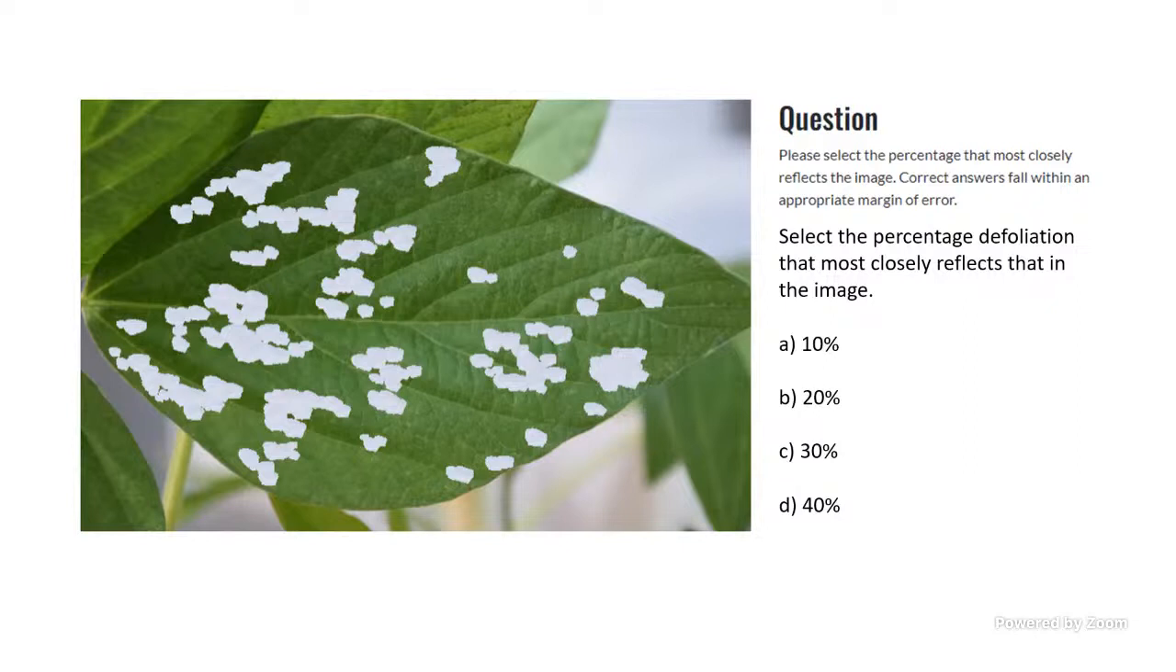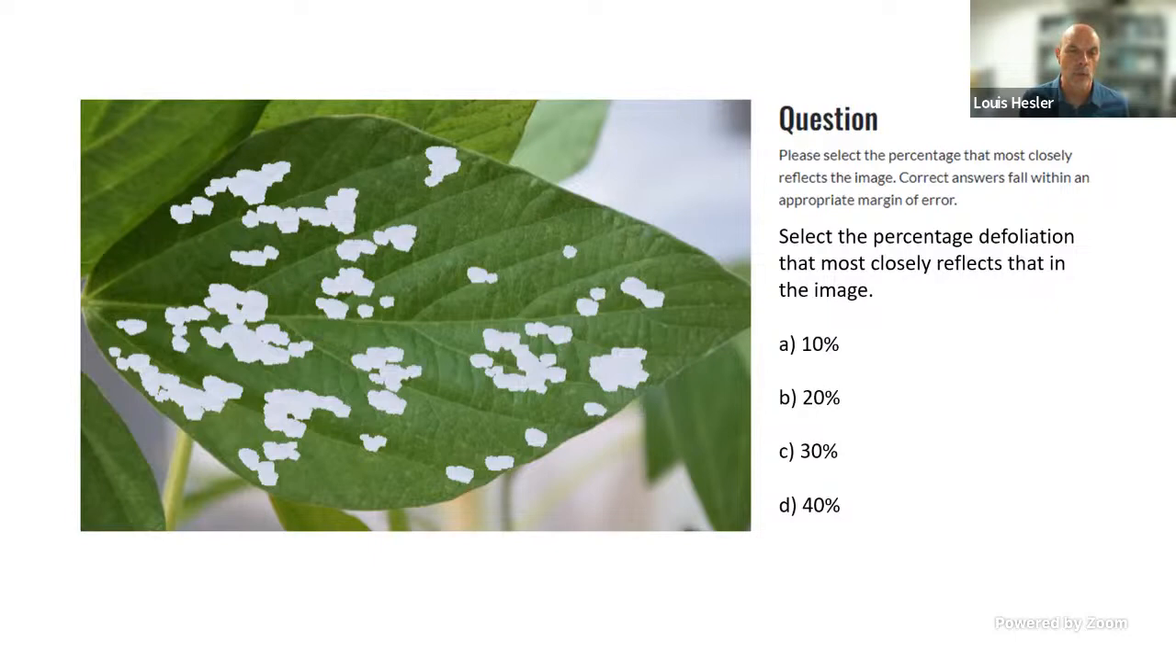Thank you. So if you looked at this leaf here, and you were sampling a soybean field, what percentage defoliation do you think it most closely reflects in the image? Is it A, 10%, B, 20%, C, 30%, or D, 40%?